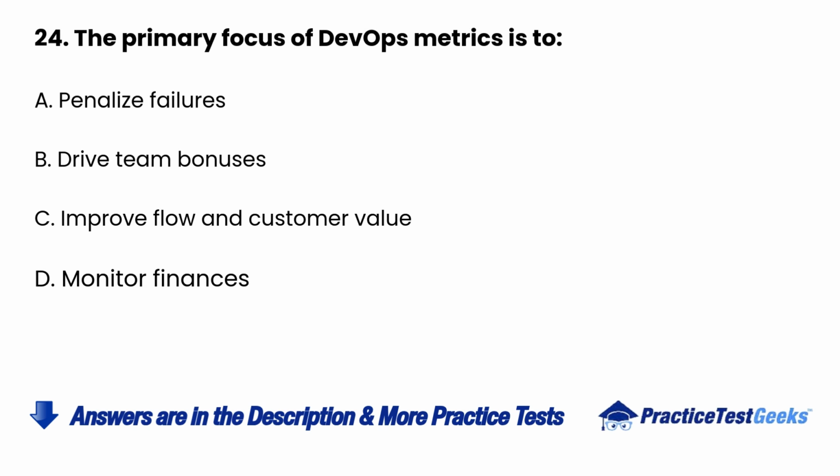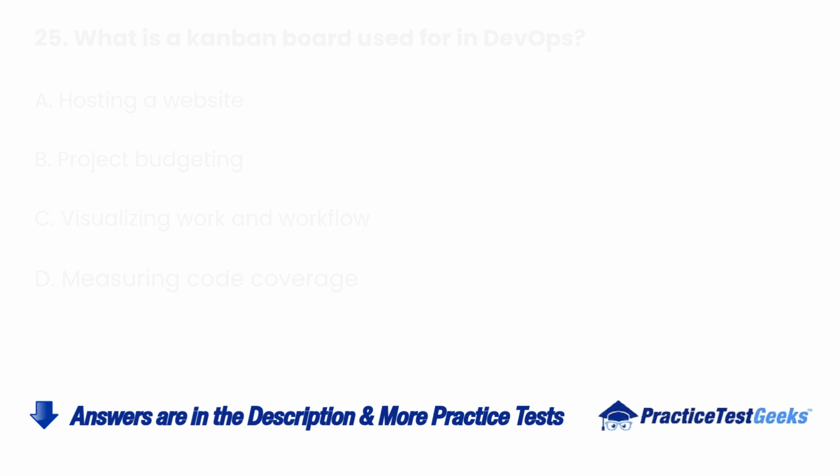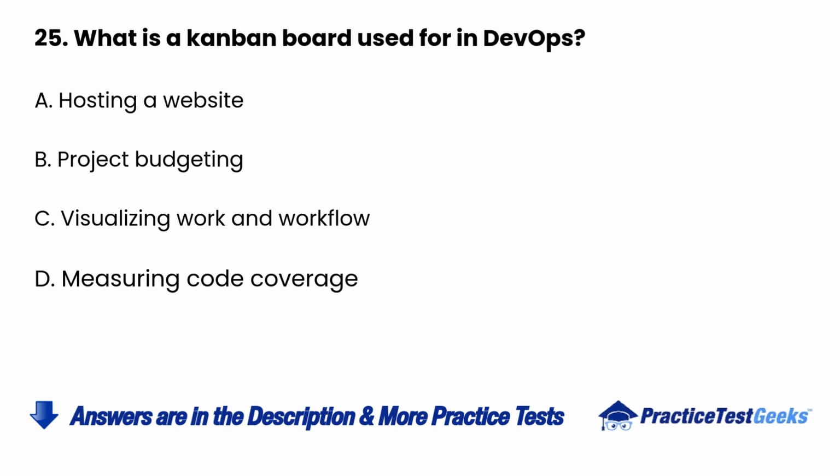24. The primary focus of DevOps metrics is to A. Penalize failures. B. Drive team bonuses. C. Improve flow and customer value. D. Monitor finances.